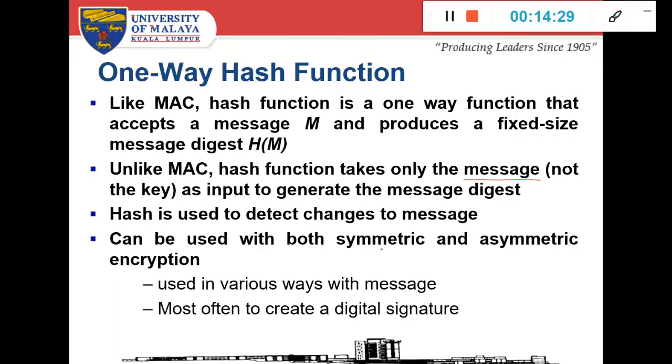It can be used with both symmetric and asymmetric encryption, in various ways with a message. You can combine it, most often, to create a digital signature. Again, authentication means that it is really you that sent the message, the real person. If it is John, you can verify this is John sending the message. If it is Alice that sent the message using a digital signature, either MAC or hash or any other. And you can combine this with encryption and decryption.